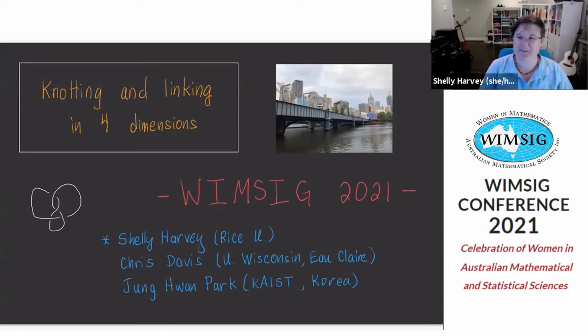So, okay, my talk is going to be very much the opposite end of the spectrum, much more purely theoretical, but let's get going. I'm a topologist, and one of the things I study is knots and links. These are related to low-dimensional topology, three-manifolds and four-manifolds in general. And I should say all of the work is joint with Chris Davis and Jung-Won Park.